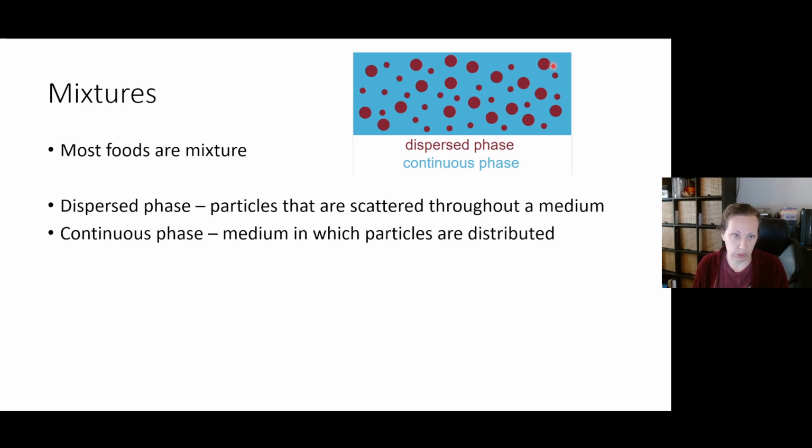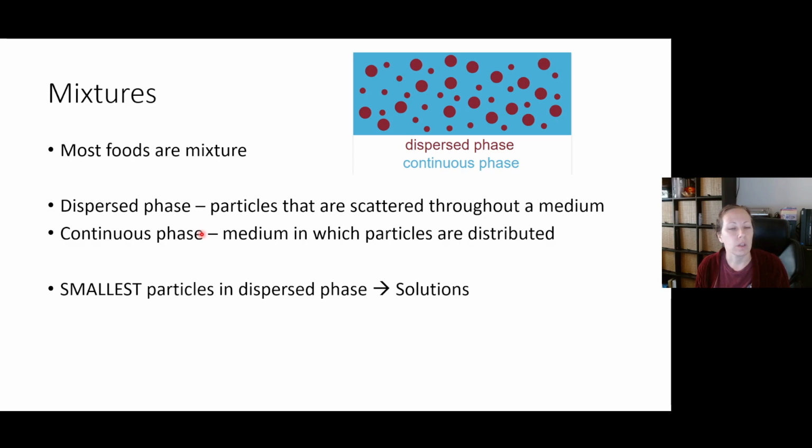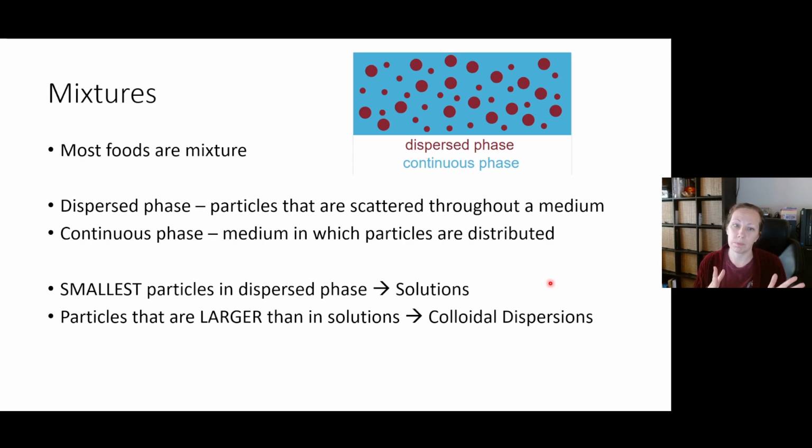So the three types of mixtures. All mixtures have these two phases. And then there are three types of mixtures, and how this dispersed phase and continuous phase are in those mixtures determines what type of mixture it is. Okay, so solutions have extremely small particles in the dispersed phase. We are talking about compound level particles in the dispersed phase. Then when those particles become a little bit larger, they are not just small chemical compounds, but things like proteins and bigger compounds, then they are colloidal dispersions. So the smallest dispersed phase is the solutions. When the particles in the dispersed phase become a little bit larger, they are colloidal dispersions.